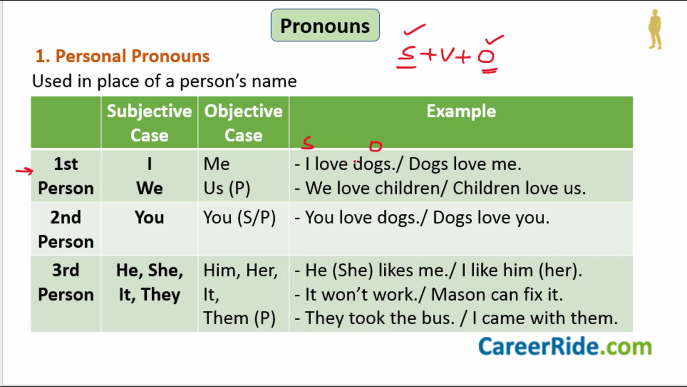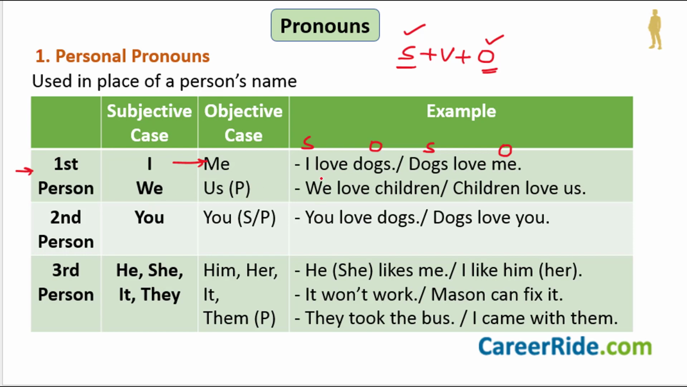But if I say this sentence like this, dogs love me, what happens in this case? In this case, the subject becomes dogs and their action, love, is on me. Dogs love me, right? So what is me here? Me is now an object here. So you see, the objective case of I is what? It is me, right?